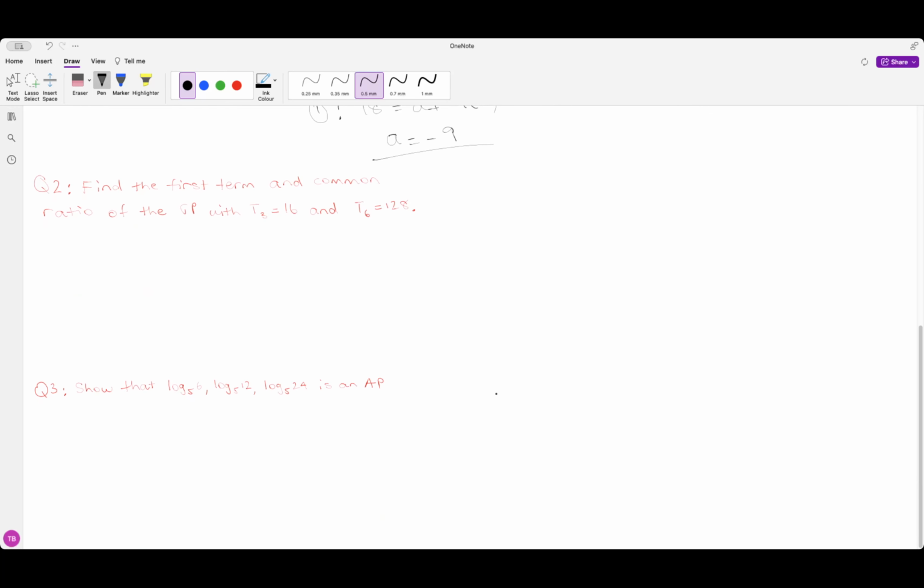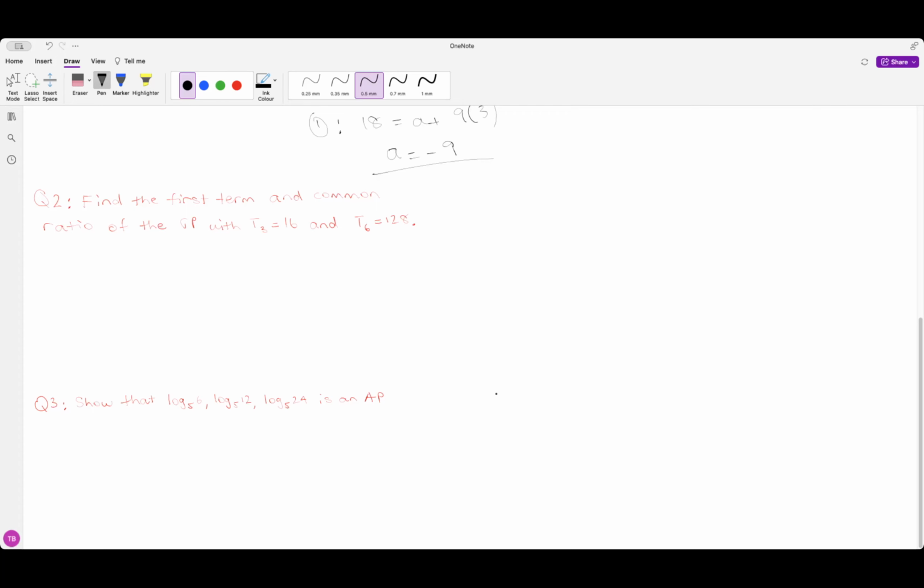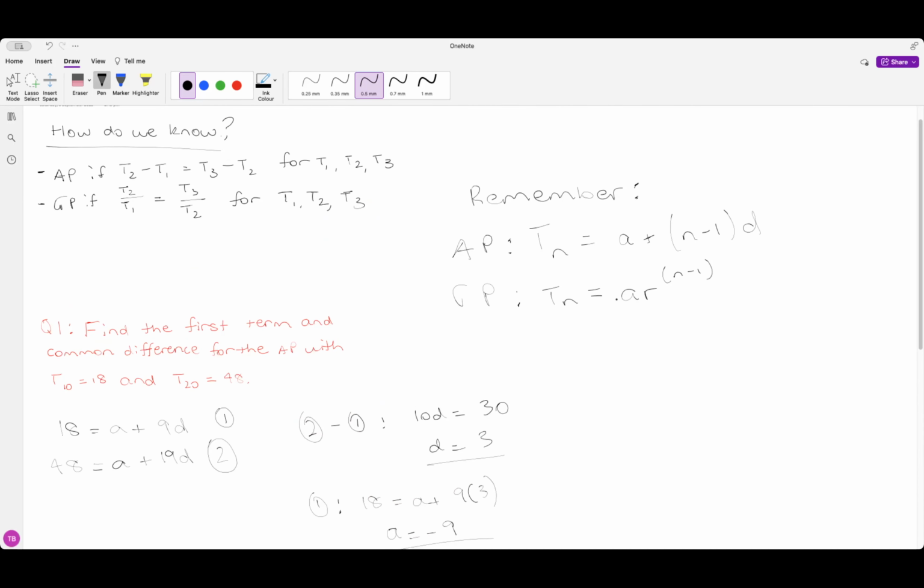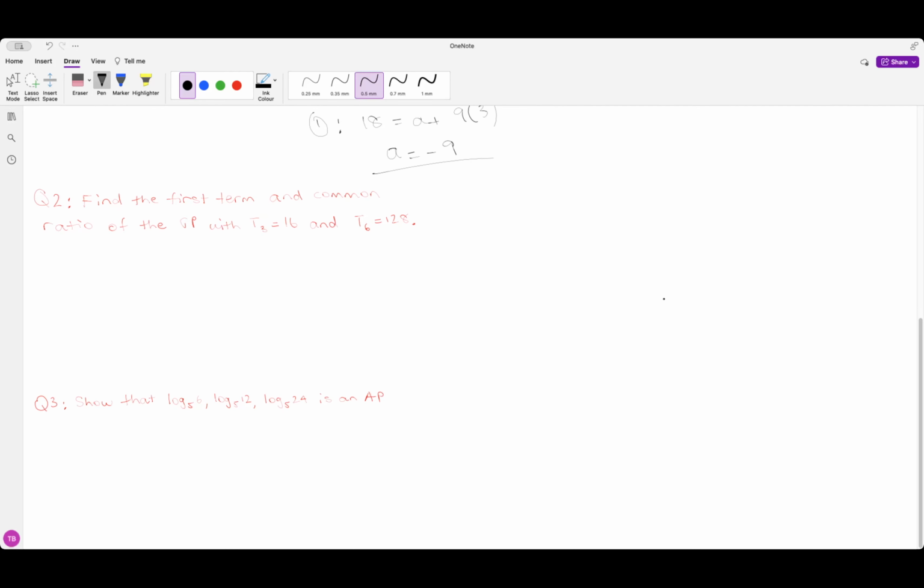Okay, moving on to the second question now. Find the first term and common ratio of the GP with T3 equals 16 and T6 equals 128. Very similar question, but I just need to use that slightly different formula. This one up here: Tn is a times r to the power of n minus 1.